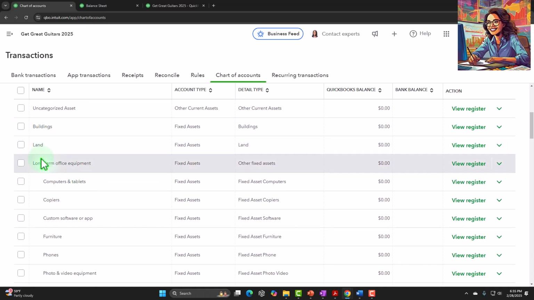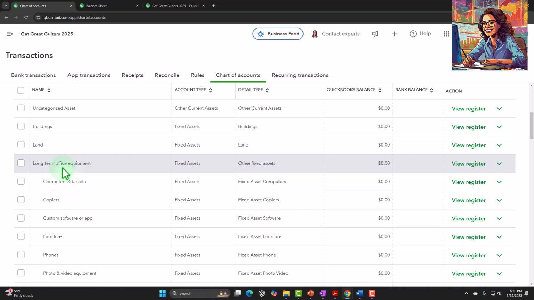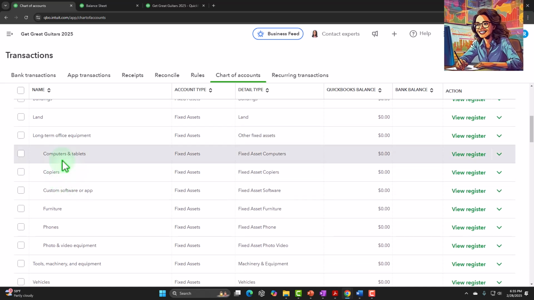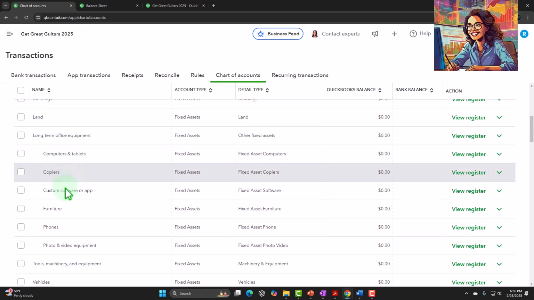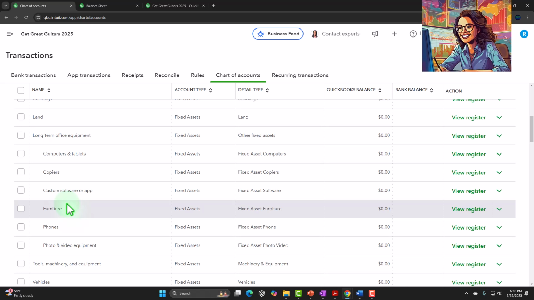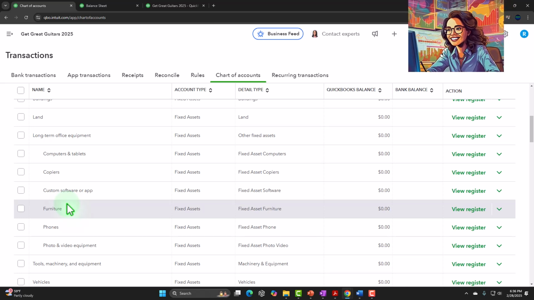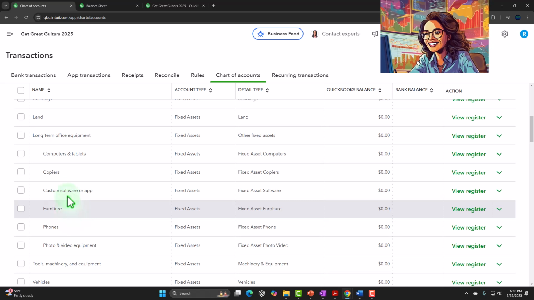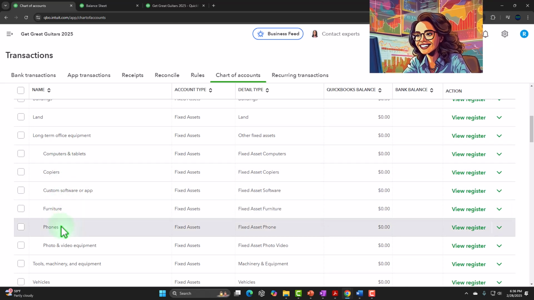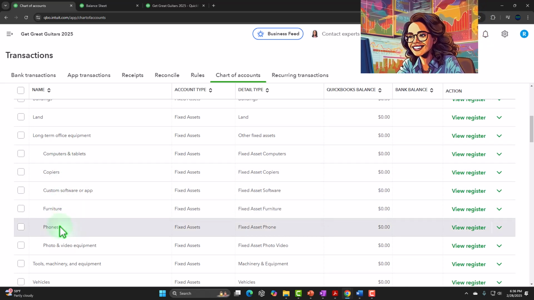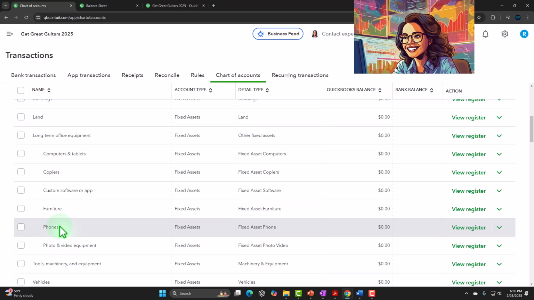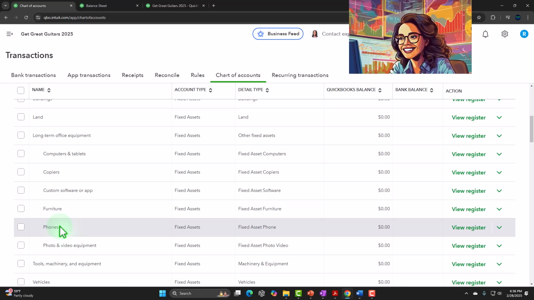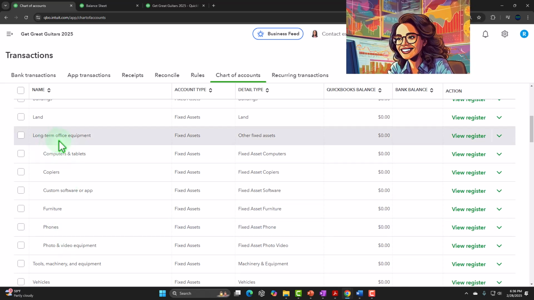Building, that makes sense. Land. And then they got this long-term office equipment, and then sub accounts, computer, copiers. They're trying to tell you what kind of things that you might use, and so they're trying to be helpful. But if you have all these subcategories, it might make it difficult for you to tie into the subledger in the tax software, which might not use this same terminology, long-term office equipment, right?